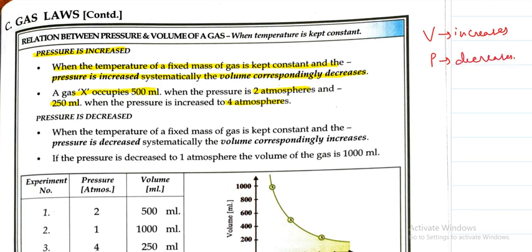Now if the pressure is decreased, then what will happen? When the temperature of a fixed mass of gas is constant and the pressure is decreased, then the volume will increase. Okay, so if the pressure is decreased to 1 atmosphere, then the volume will become 1000 ml. So remember that if the pressure decreases, the volume increases. Clear? Okay.